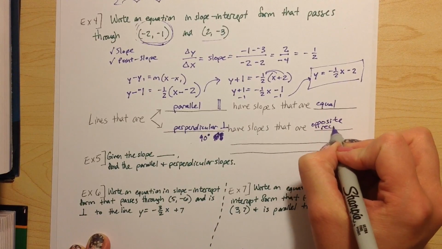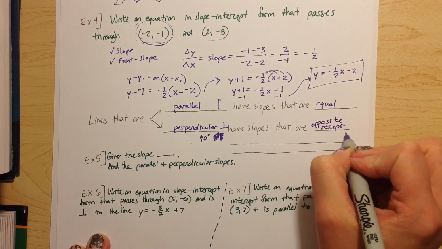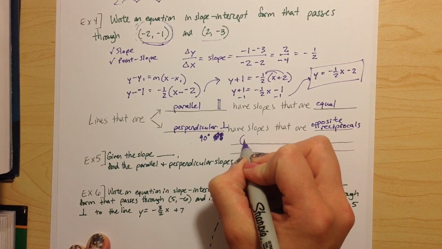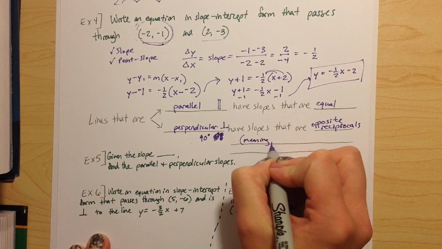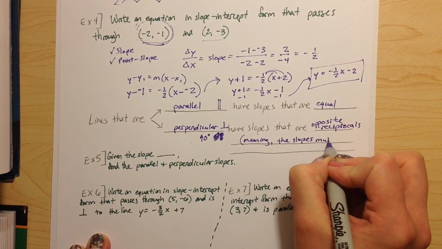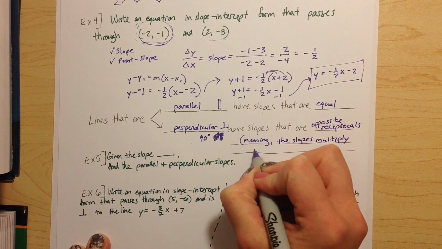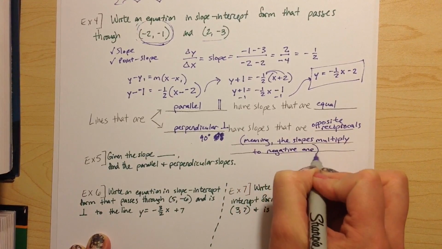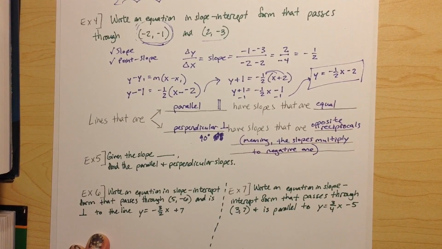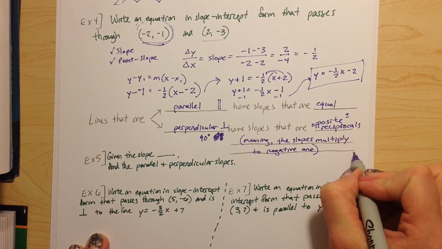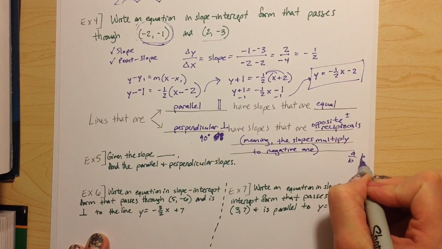Opposite reciprocals, which means the slopes multiply to -1. So now you might be reading that and say, wait, what, huh? Opposite reciprocals. Opposite, one's positive, one's negative. Reciprocals, if you have A over B, you're going to have B over A.